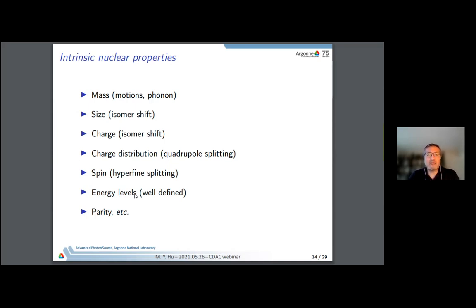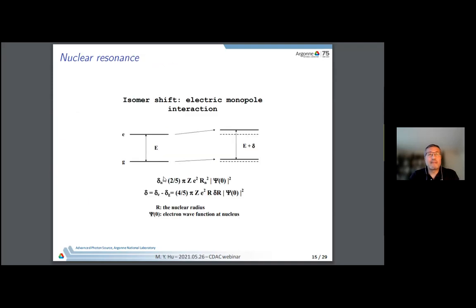That's why the nuclear resonance field has a lot of physics in it. Actually, it's quantum physics, and so coherence is a big part, and then other nuclear properties, of course. So again, just briefly run through, at this point, probably some of you are familiar with this.